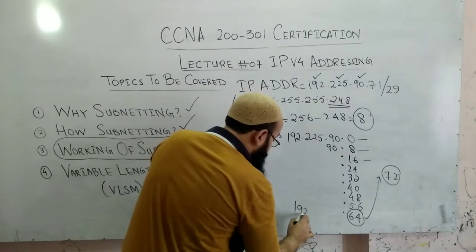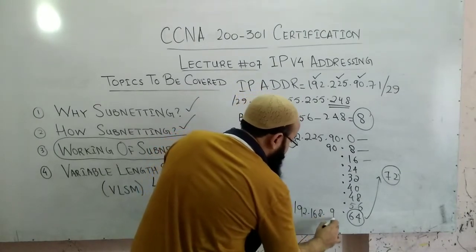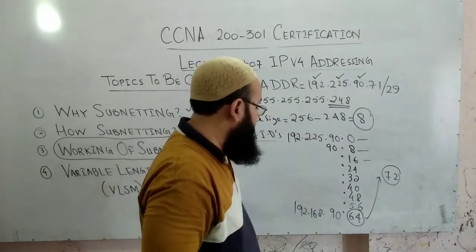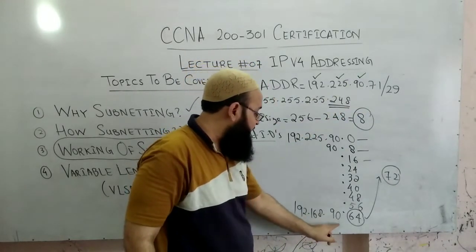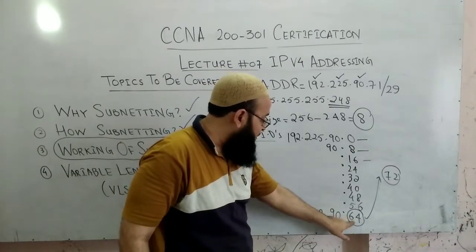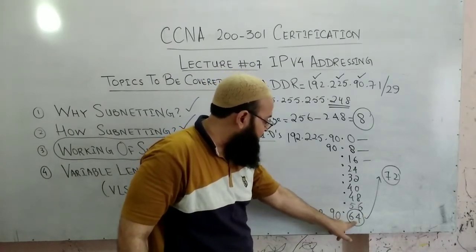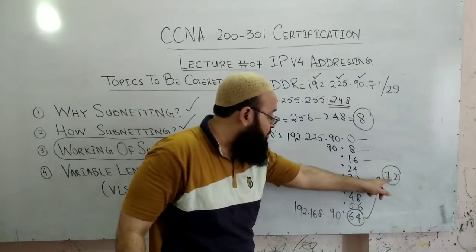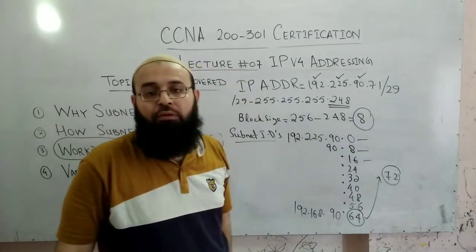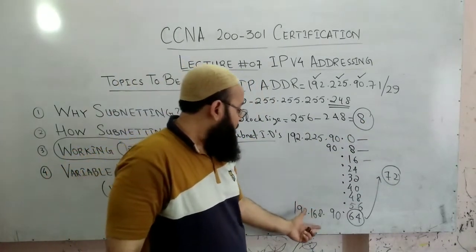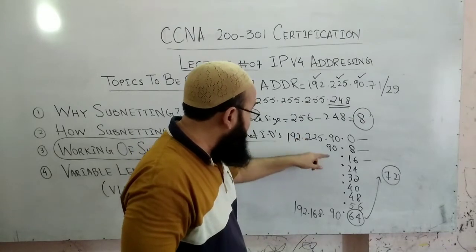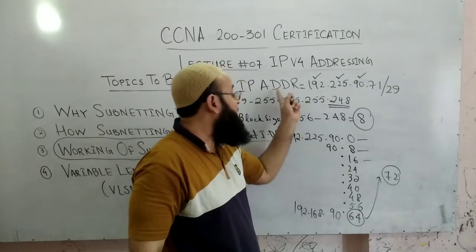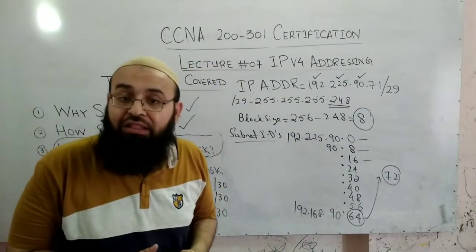So this network address 192.168.90.64 will be having the last value .71. 192.168.90.64, then 65 will come in this, 66, 67, 68, 69, 70, 71. After 71, from 72, the next subnetwork will start. So this is basically which subnet ID? First, second, third, fourth, fifth, sixth, seventh, eighth, ninth. This particular IP address belongs to the ninth subnet.